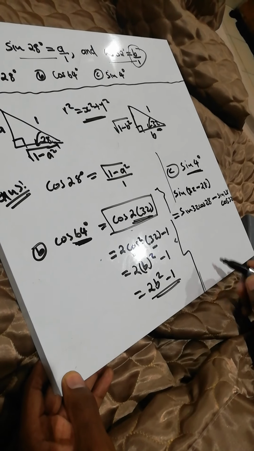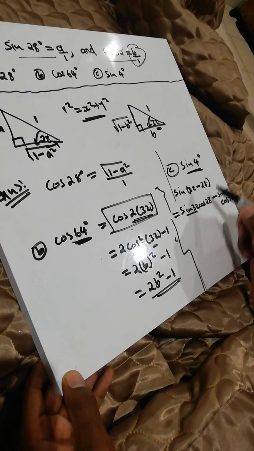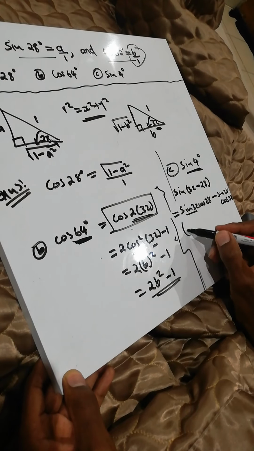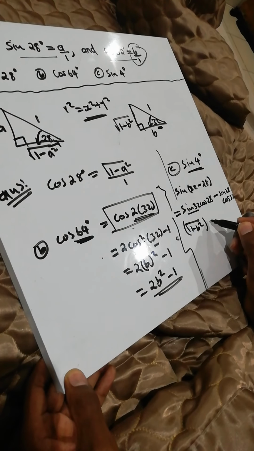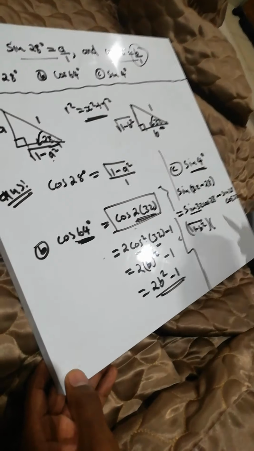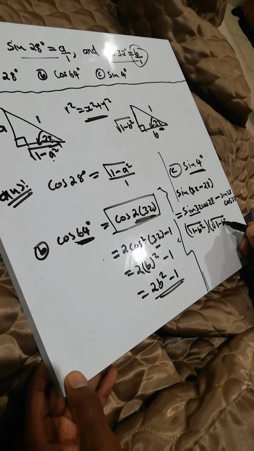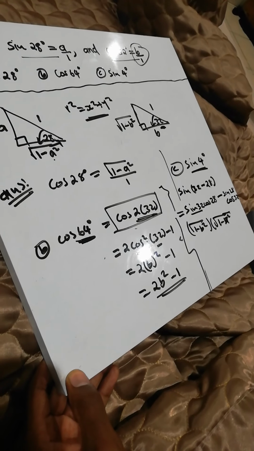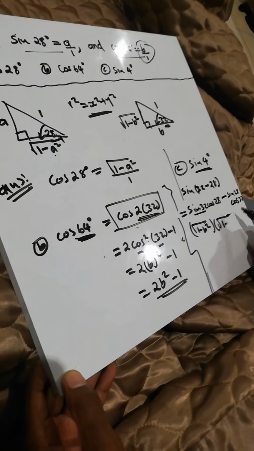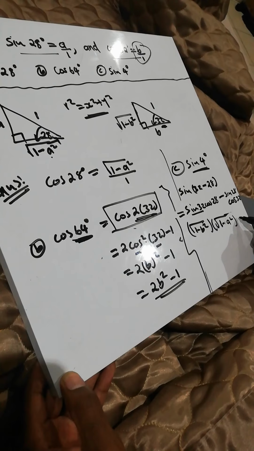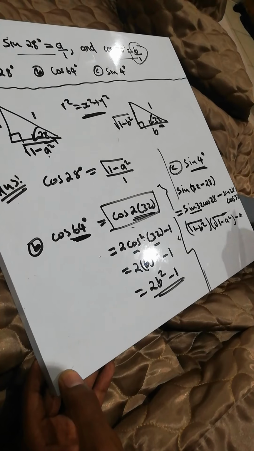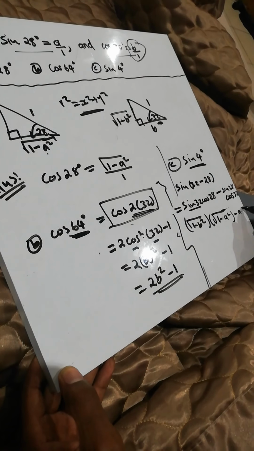Now let's simplify this one even further. What is sine of 32? We come to the diagram that has 32. Sine is opposite over hypotenuse, therefore it is root of 1 minus b squared. And then what is cos of 28? Cos of 28 is adjacent over hypotenuse, which is root of 1 minus a squared. Let me just fix it: it becomes root of 1 minus a squared, and then minus sine of 28, which is A, times cos of 32, which is B.